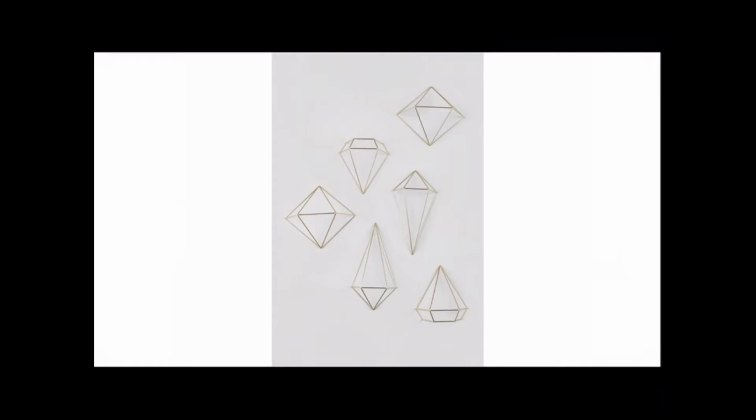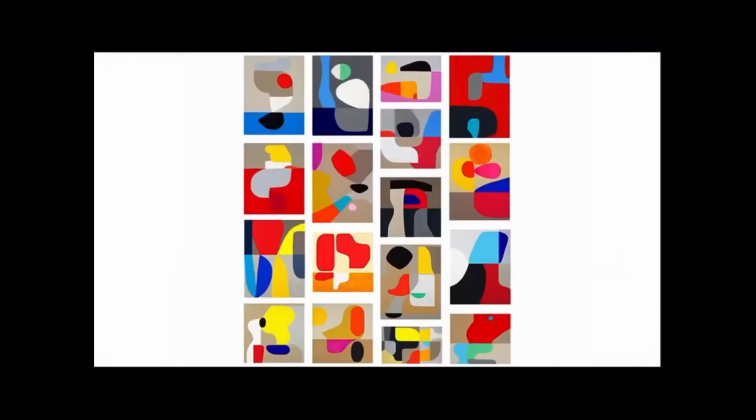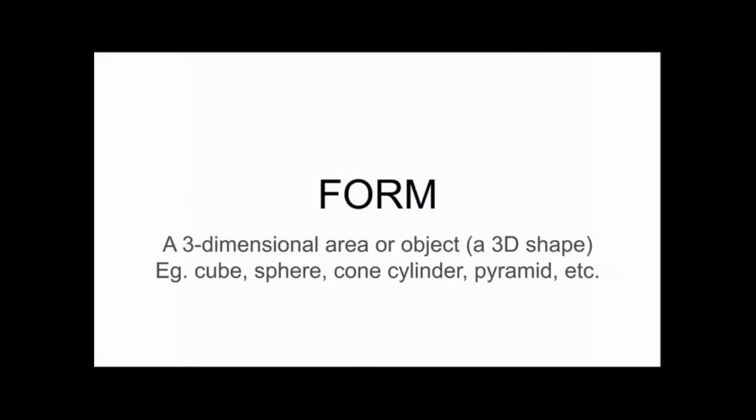I might have put the wrong element here, but so a shape, I forgot to mention this, a shape, whoops. So this is form, a three-dimensional area or object, a 3D shape. Examples could be a cube, sphere, cone, cylinder, pyramid. So a shape is two-dimensional and it's flat. A form is three-dimensional. It's a three-dimensional shape.